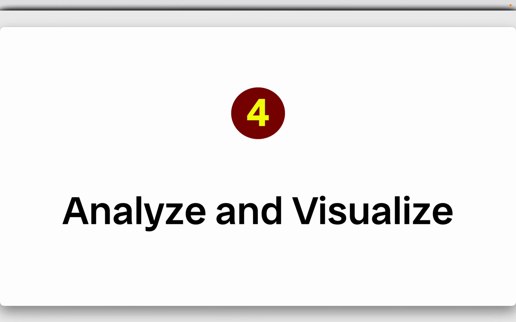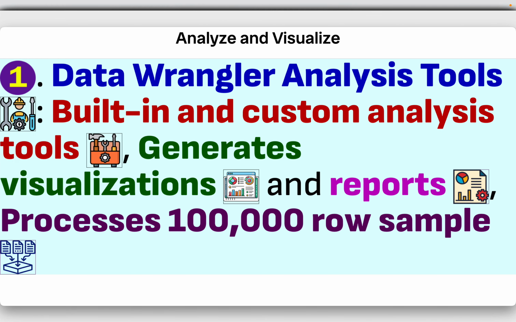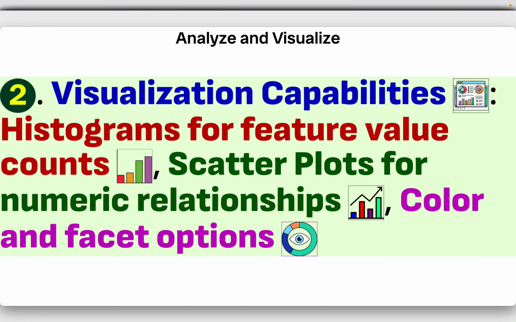Next, I will be covering the analyze and visualize part. So Amazon SageMaker Data Wrangler provides built-in and custom analysis tools to generate visualizations and reports. Processing a sample size of 100,000 rows from the dataset. Users can generate histograms to view feature value counts and scatter plots to inspect relationships between numeric features, with options to color or facet charts by specific columns.